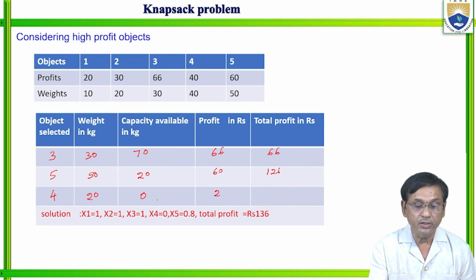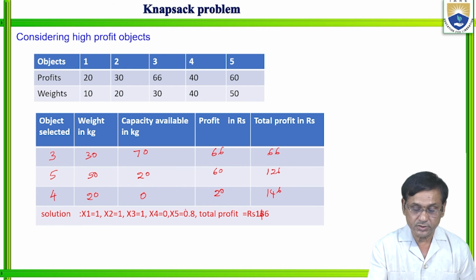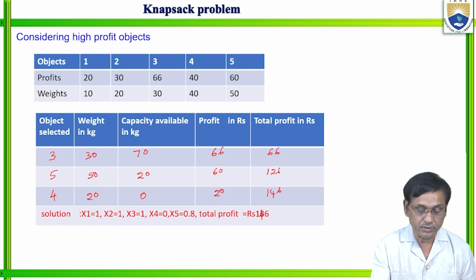We can do this by using high profit. High profit is 40, so that it is 20 only. So that we are getting 146. 146 we are getting here. Object x1 is not included.